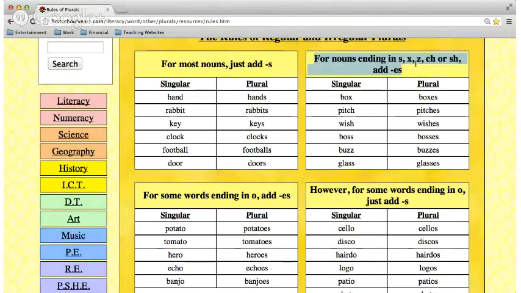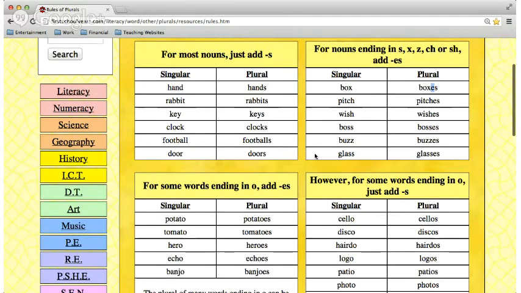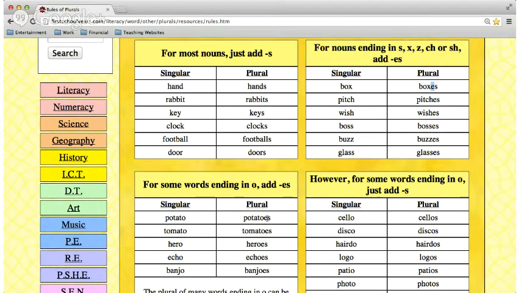So these here, CH or SH add ES. Singular box, plural boxes. Pitch, pitches. Wish, wishes. Boss, bosses. Buzz, buzzes. Glass, glasses. Okay, very good. So when we have this E sound here, that's definitely when we are going to pronounce that Z sound, boxes. Now, we have some other times when we have an E at the end of the word, and we don't pronounce that sound. So, yes, when it ends with an S, X, Z, CH, or SH, that's when we pronounce that Z sound, glasses.